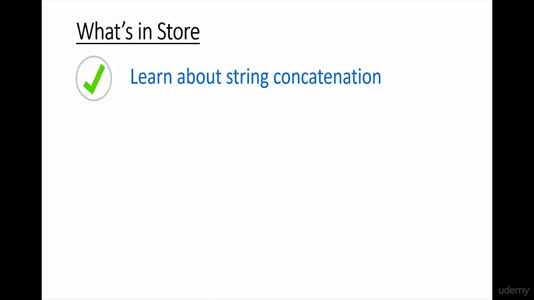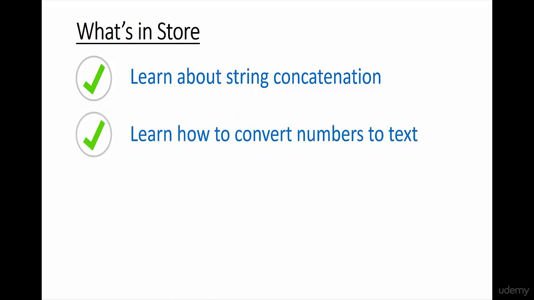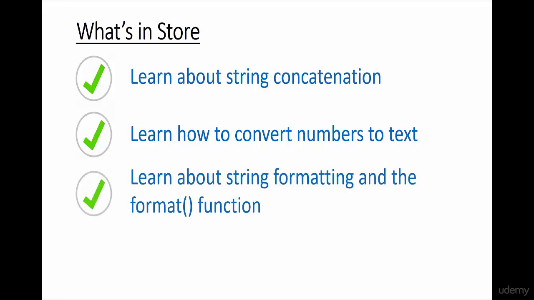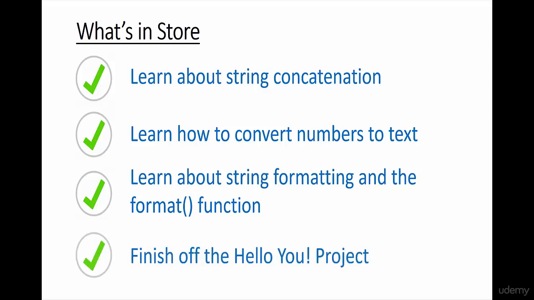So in this lecture we're going to start off by seeing how we can combine pieces of text together using string concatenation. We're then going to learn how we can convert numbers into strings so they can be added into the text as well. And after that, we're going to look at how we can use Python's format function to do all of this conversion work for us and make it really easy to make elegant and highly complicated strings. And of course, we're going to finish off the Hello You project. So by the end of this lecture, you'll have all the skills you need to create text of any complexity in Python. Quite a lofty goal, so let's get into it.